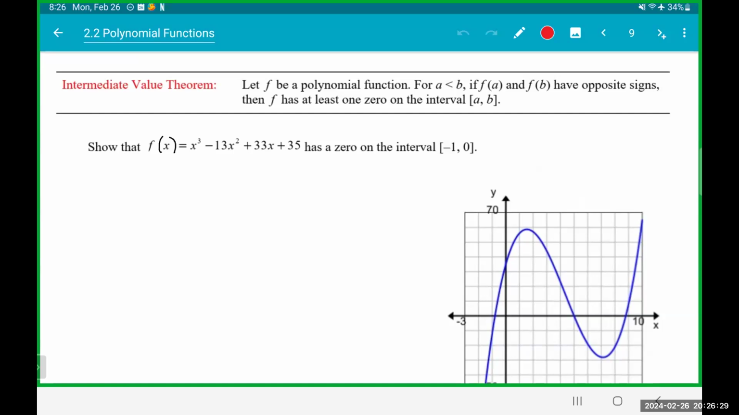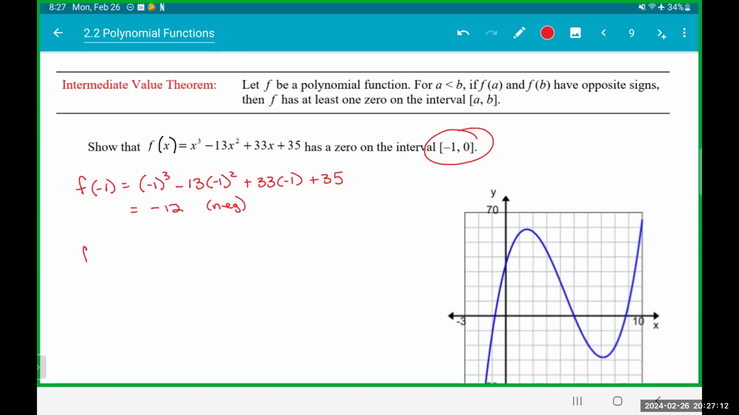Okay, so let's look at this. Our interval is -1 to 0. Let's evaluate f of -1. When I plug that in, I get -1 cubed minus 13 times -1 squared plus 33 times -1 plus 35. When I simplify that, I get that equals -12. This here is a negative value, right?